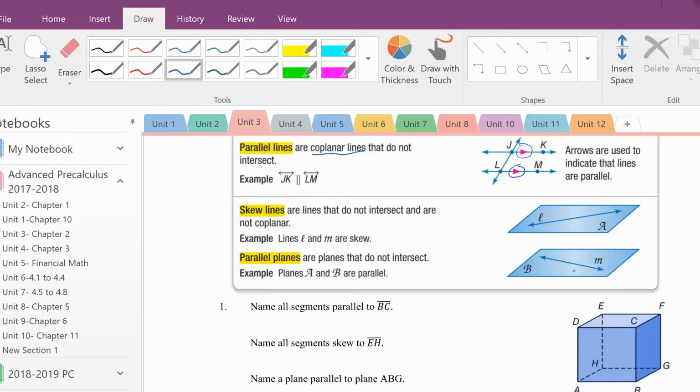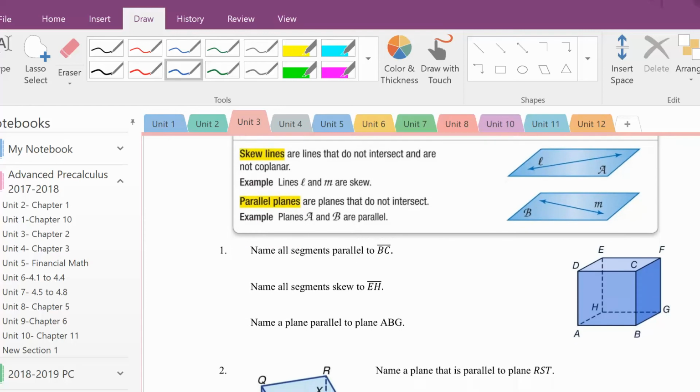So that's something to keep in mind with skew lines, is that they look like they would if they were in the same plane, because if they were in the same plane, this one would go that way, line M, and it would intersect. But because they're not in the same plane, they do not intersect. Parallel planes are planes that don't intersect. So like for example here, plane A and plane B are parallel.